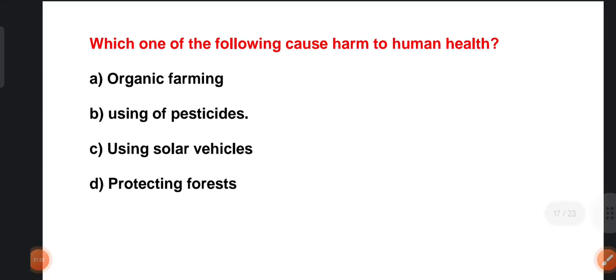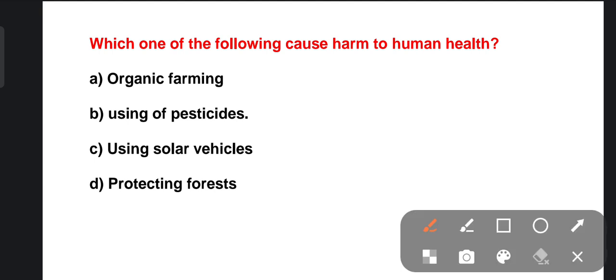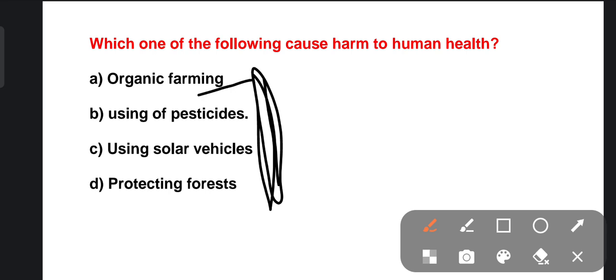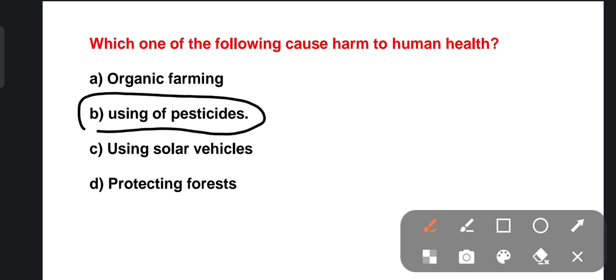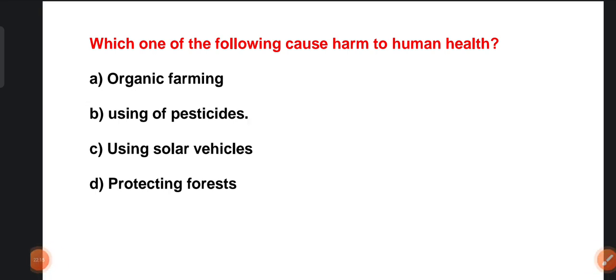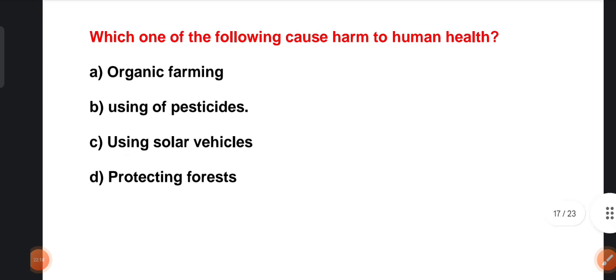The next question is, which one of the following causes harm to human health? Among these four options, which one is a cause of harming human health? Options are organic farming, using pesticides, using solar vehicles, and protecting forest. The right answer is using pesticides. Agriculture people use pesticides for the plants in the farm areas. Those are called pesticides. So these are the main cause for harming human health.